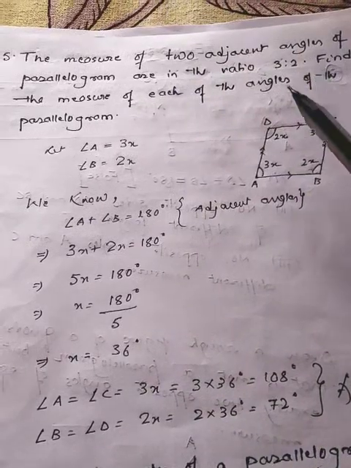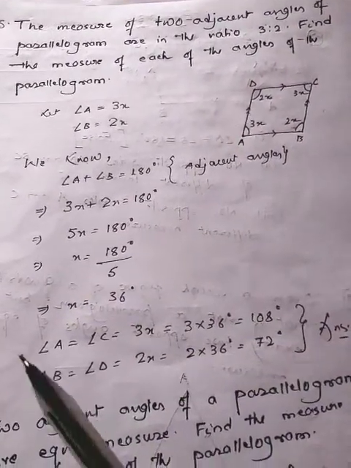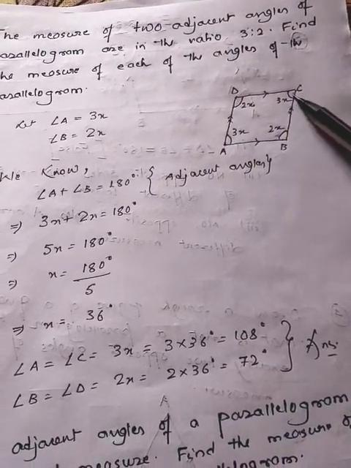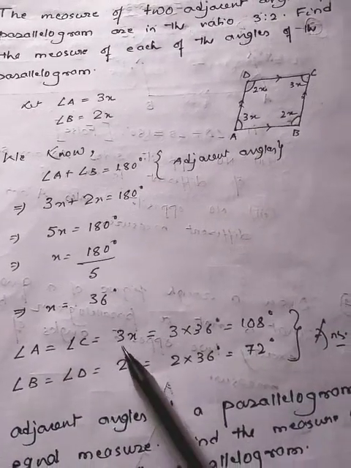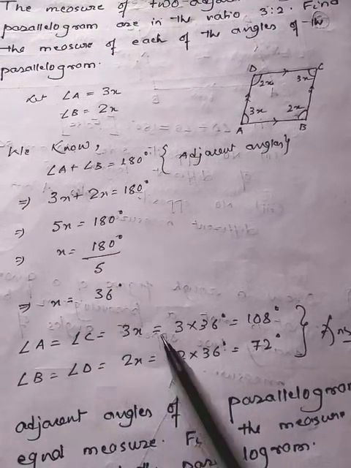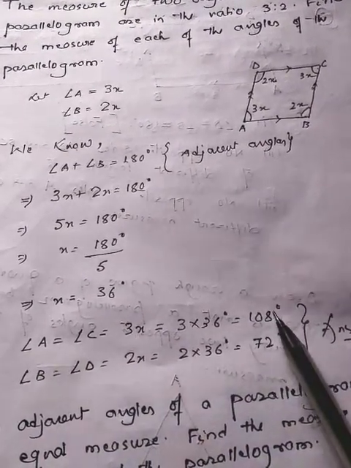Now because they have asked you to get the measure of all the angles, the first thing that we'll do is see which angles are equal to each other. That is, angle A and angle C are equal. So I have written angle A equals angle C, both measure 3x. Now as we know the value of x is 36, we'll multiply 3 with 36. So 3 into 36 is 108. That is, angle A and angle C are 108 degrees.